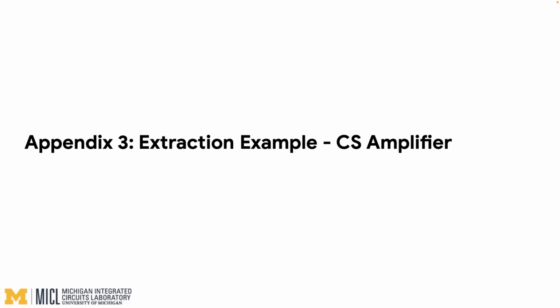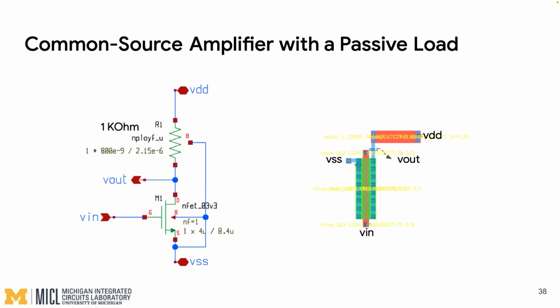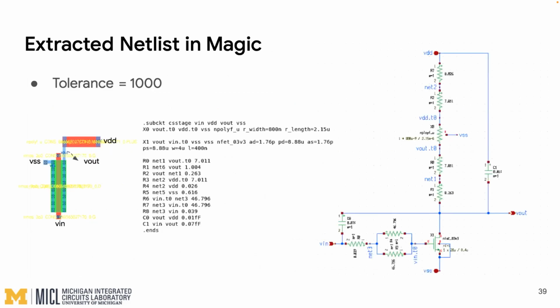The first example is a simple common source amplifier, which is shown here. This is an N MOSFET with a passive load, and on the right side is its layout. I first extracted the netlist from Magic. In the middle is the exact netlist extracted from Magic, and I manually converted this netlist to the schematic on the right. So you can see there is some parasitic resistance in series and the capacitance on each node.